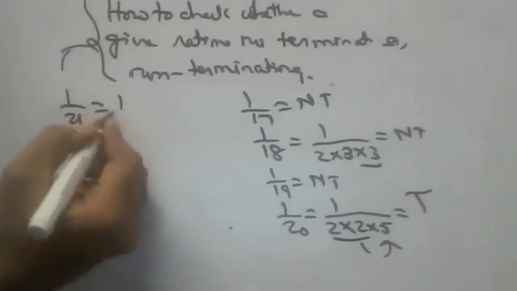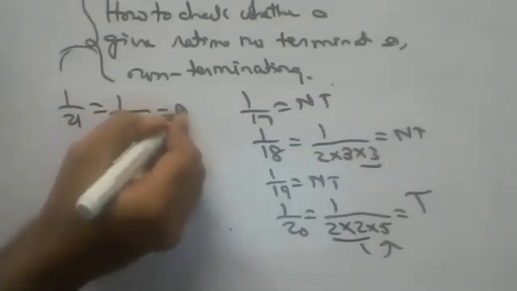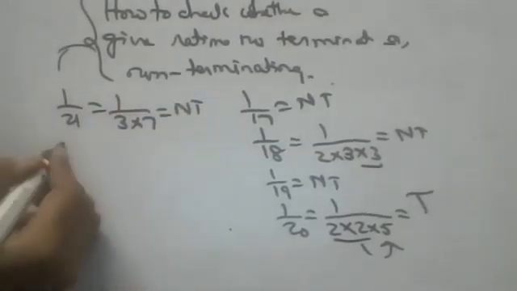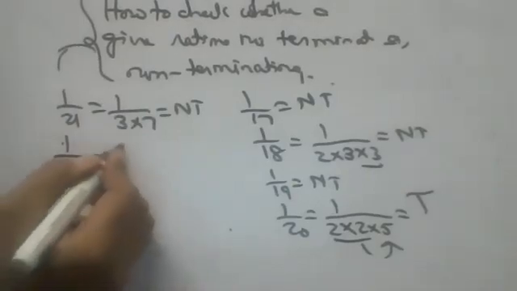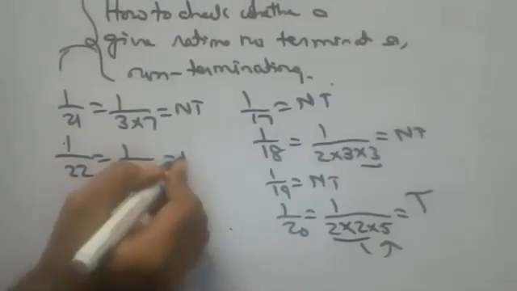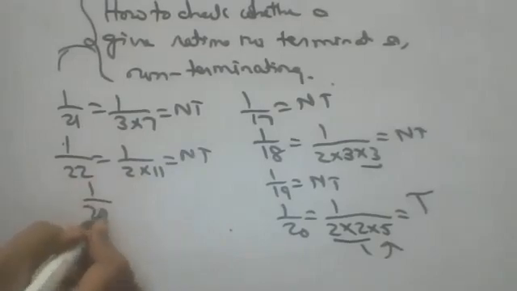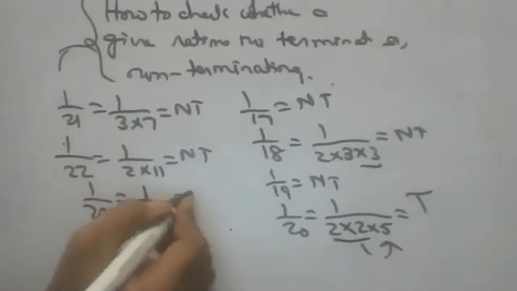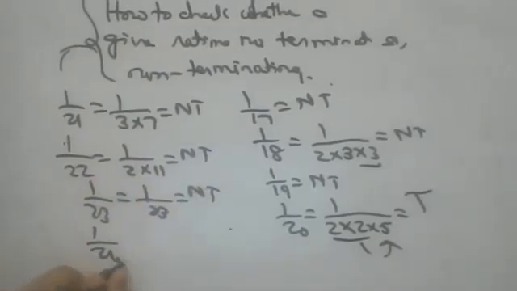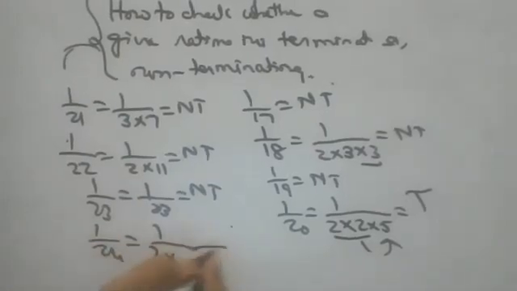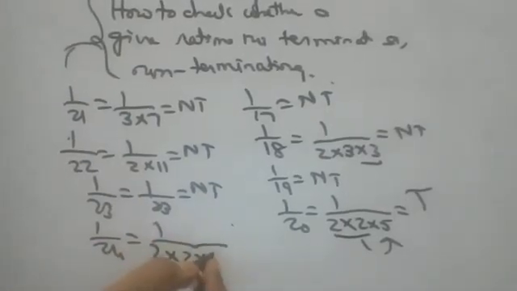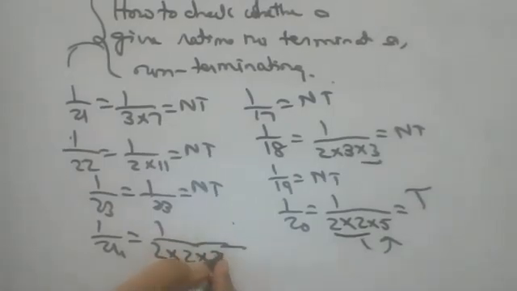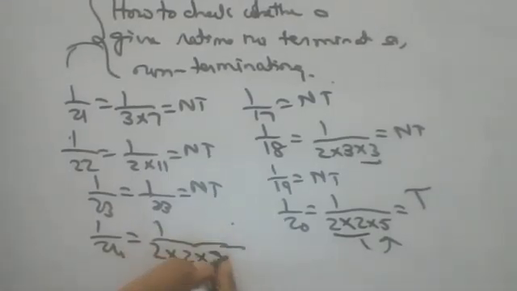1 by 21, 3 into 7. Outrightly non-terminating. 2 is not there, 5 is not there, nothing is there. 1 by 22, 2 into 11. 11 is there, non-terminating. 1 by 23, 23 is there, non-terminating. 1 by 24, 2 into 12, 2 into 2 into 6, 2 into 2 into 2 into 3.